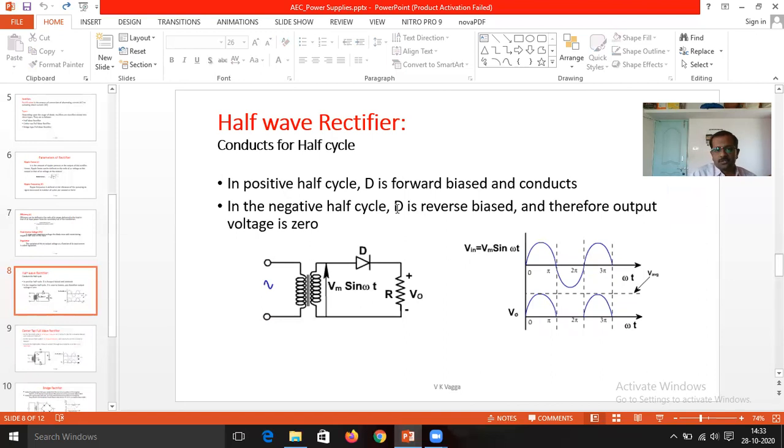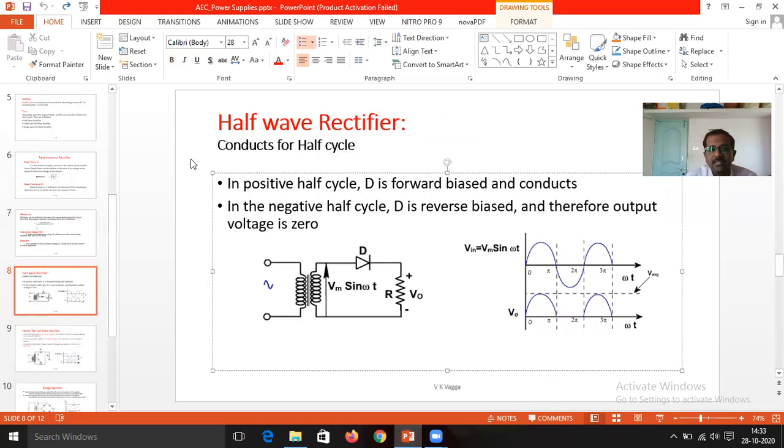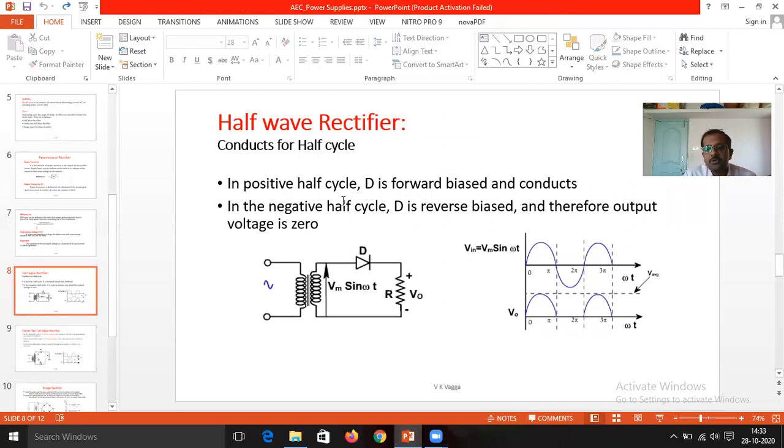So already you know that the rectifier is classified into three main types: half wave rectifier, full wave rectifier, and the bridge rectifier. Okay, so initially we'll see the half wave rectifier here. What is the half wave rectifier? The half wave rectifier is going to conduct only for the half cycle, and in the other half cycle its output is going to be zero. It is called a half wave rectifier.